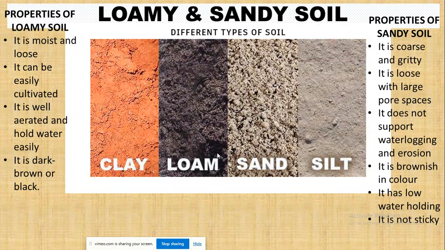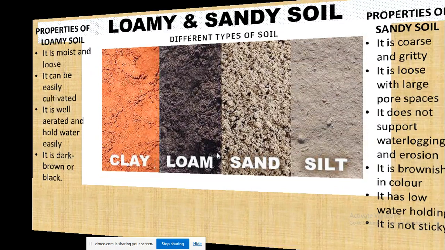The properties of sandy soil: it is coarse and gritty. It is loose with large pore space. It means it cannot hold water. It does not support waterlogging at all. It is brownish in color. It has low water holding capacity and so on and so forth, as you can see on your screen.